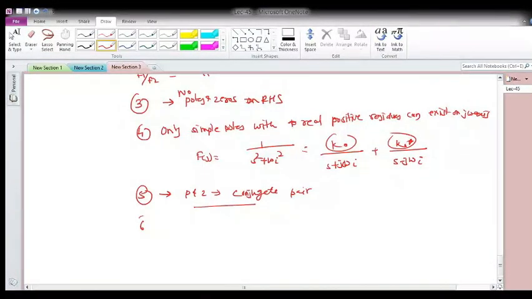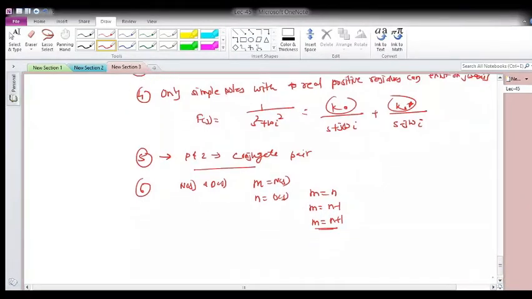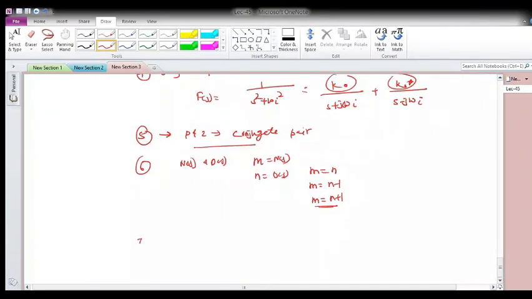Then the sixth property says that the highest power of the numerator and the highest power of the denominator must differ at most by unity. Suppose m is the degree of the numerator and n is the degree of the denominator. So m should be equal to n, or m equal to n minus 1, or m equal to n plus 1. Both of them must differ by at most unity. If it is more than 1, we know that there will definitely be multiple poles on the imaginary axis.